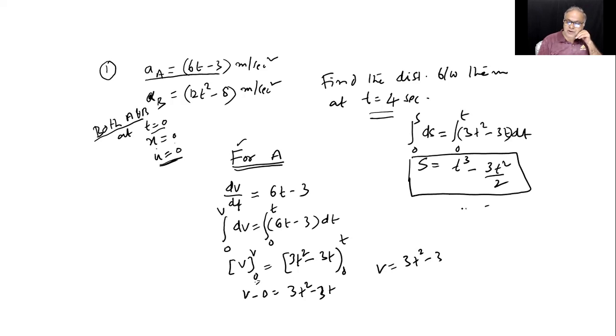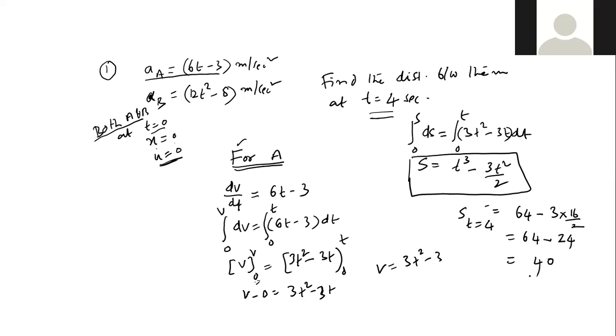S at 4 for this will be how much? 4 cubed, how much is that? 4 cubed is 64, minus 3 into 4 squared by 2. So 64 minus how much? 24. How much is it? 24. This is for the first one. That is SA.